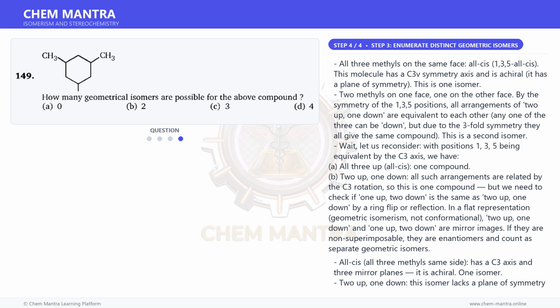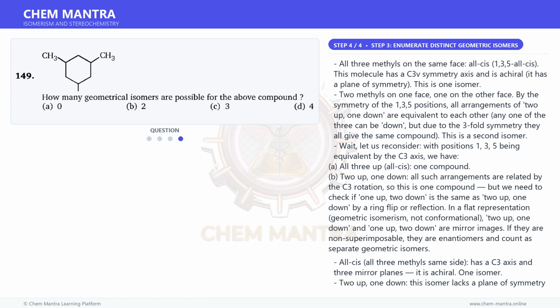All such arrangements are related by the C3 rotation, so this is 1 compound, but we need to check if 1 up, 2 down is the same as 2 up, 1 down by a ring flip or reflection. In a flat representation, geometric isomerism, not conformational, 2 up, 1 down and 1 up, 2 down are mirror images. If they are non-superimposable, they are enantiomers and count as separate geometric isomers.